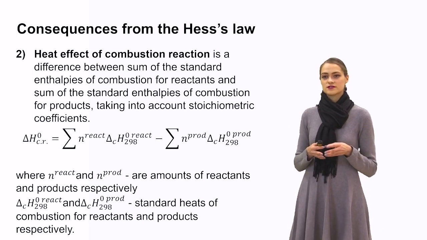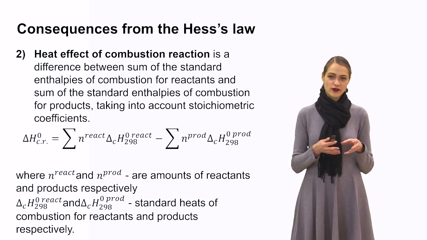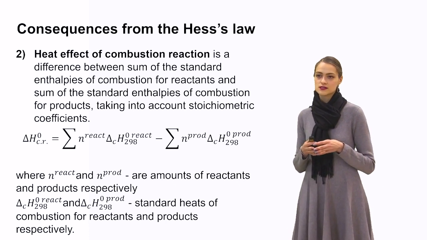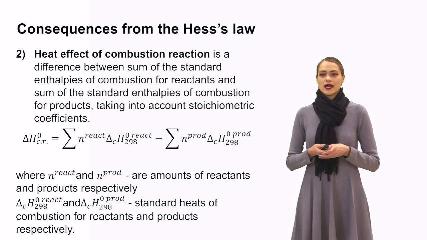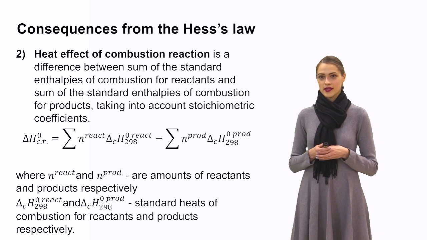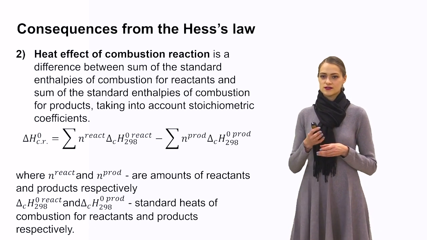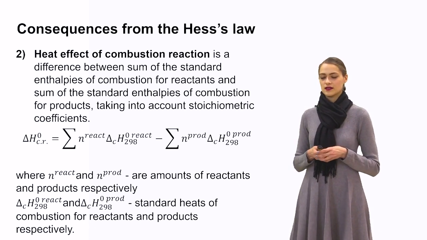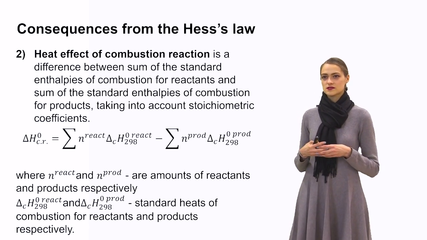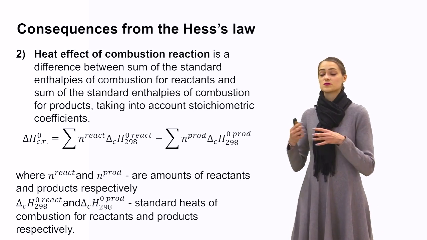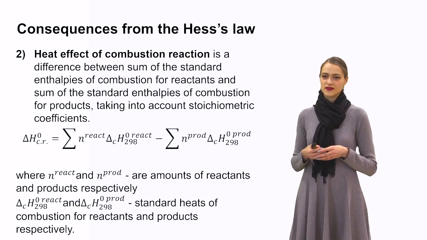Here we write first the sum for reactants, the numbers of moles of reactants multiplied by the standard heat of combustion of reactants, and just then we write the sum for products. And one note, of course, here we use standard heat of combustion. You see delta C H zero 298. So please don't forget that for organic substances, for standard heat of combustion, we have a special table. They are given in our thermodynamics data.